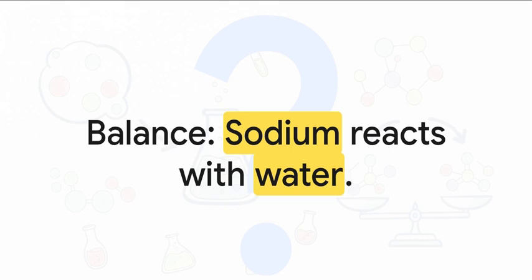Sodium reacts with water to form sodium hydroxide and hydrogen gas. The very first challenge here isn't even the balancing math, it's translating the English into a skeletal chemical equation. I want you to imagine doing this in your head right now. What are the chemical formulas for these substances? Take just a couple of seconds and try to build that out mentally.